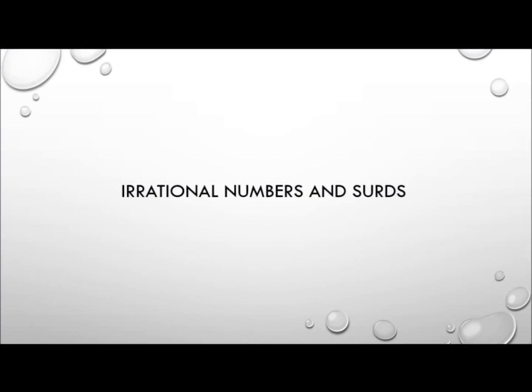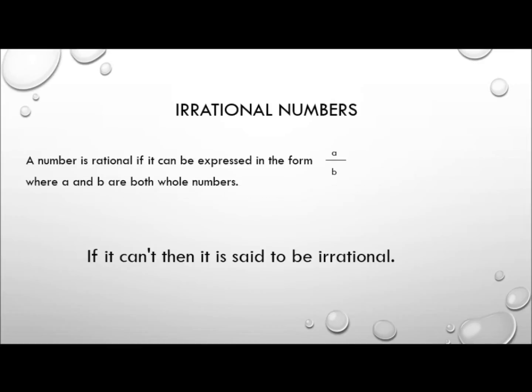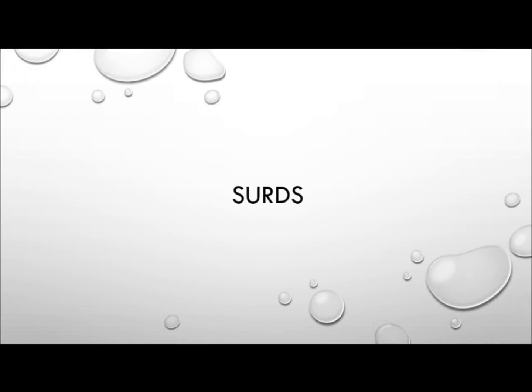Hello and welcome to another GCSE revision video, and in this video we're going to be looking at irrational numbers and surds. Okay, so what is an irrational number? Is it a number that's just having some kind of an emotional breakdown or something? An irrational number is a number that cannot be expressed in the form a over b, where a and b are both whole numbers. Which brings us to surds.